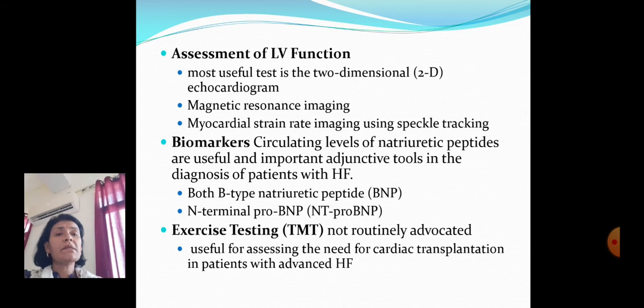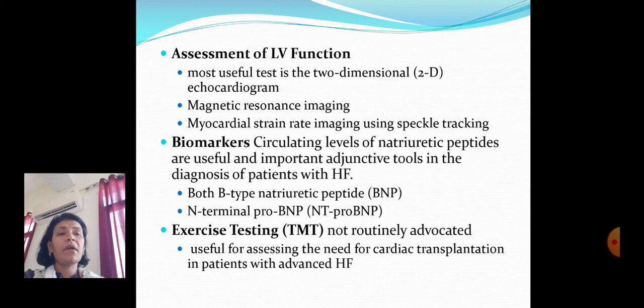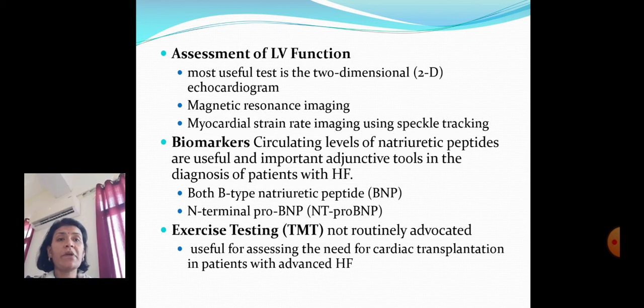Now, the assessment of LV function. This is the most useful test for assessing LV function, and we can assess this by 2D echo. Also we can go for MRI. Then myocardial strain rate imaging using speckle tracking can be done.